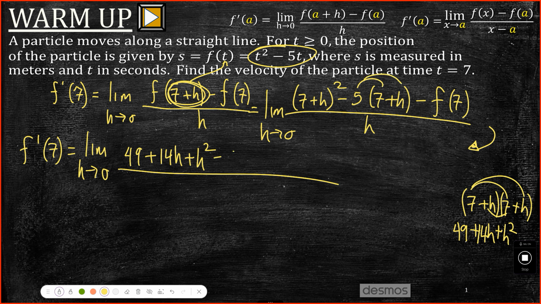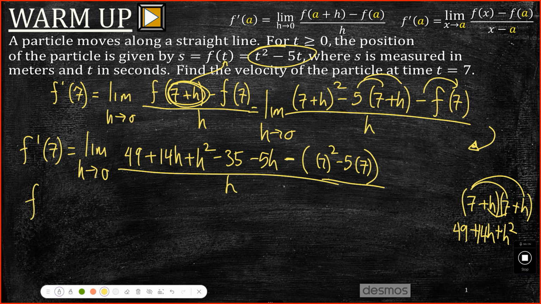And then we're going to distribute this part here. So it's going to be negative 35, because 7 times 5 is 35. And then we've got minus 5h. And then we're going to subtract f of 7, so we plug in 7 for every t. In parentheses, let's leave it. We're going to evaluate this: 7 squared minus 5 times 7. And this is all over h.